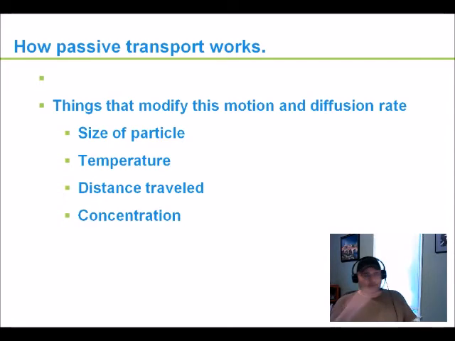Temperature is a factor. And when I said that we have movement, Brownian movement, well, Brownian movement is a reflection of the energy that's in things, and energy and temperature are more or less the same. So I add energy, I add temperature. And the higher the temperature, the faster things are going to spread.